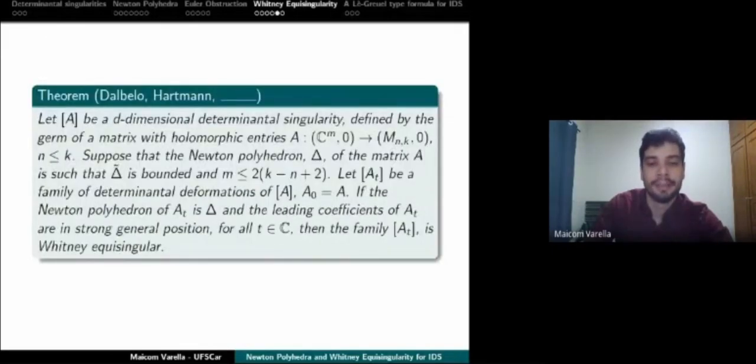Here we have our theorem, the main result of this section. We'll let A be a d-dimensional determinantal singularity defined by the germ of a matrix with holomorphic entries, A n less or equal k. And suppose that the Newton polyhedron delta of the matrix A is such that delta tilde is bounded and n satisfies this inequality. And let A_t be a family of determinantal deformations of A, with A_0 equal to A. If the Newton polyhedron of A_t is delta, and the leading coefficients of A_t are in strong general position for all t in C, then the family A_t is Whitney equisingular.